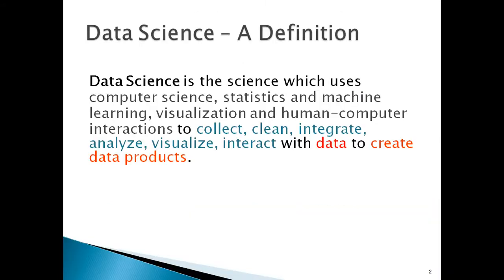So data science is a science that uses computer science, statistics and machine learning. One person has to be good in computer science, the Python programming and the libraries. We'll discuss which libraries we require to understand and implement the knowledge of statistics, basic statistics, and the machine learning algorithms that have been developed over the last 50 years.